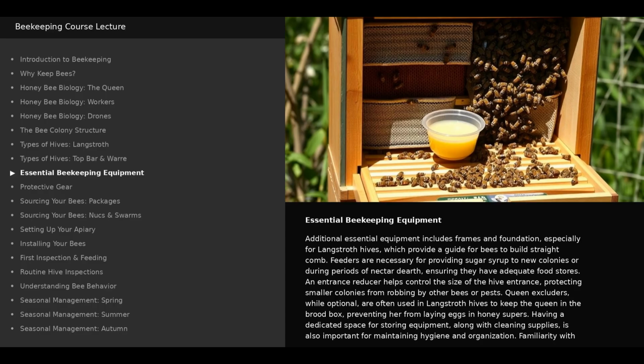Queen excluders, while optional, are often used in Langstroth hives to keep the queen in the brood box, preventing her from laying eggs in honey supers. Having a dedicated space for storing equipment, along with cleaning supplies, is also important for maintaining hygiene and organization. Familiarity with each tool's purpose and proper use is key to becoming a confident and competent beekeeper, ensuring minimal stress for both the bees and the beekeeper during hive manipulations.